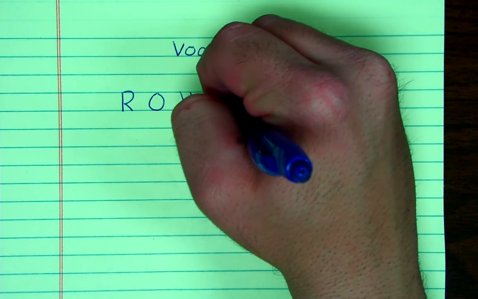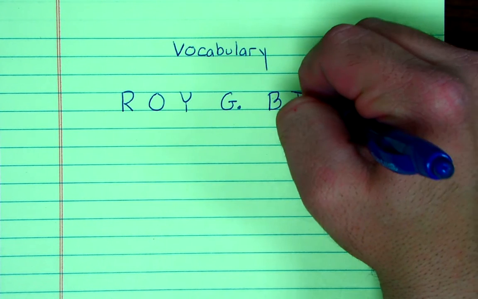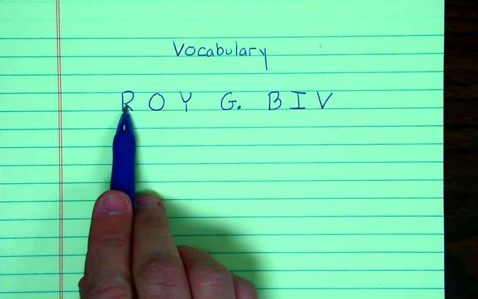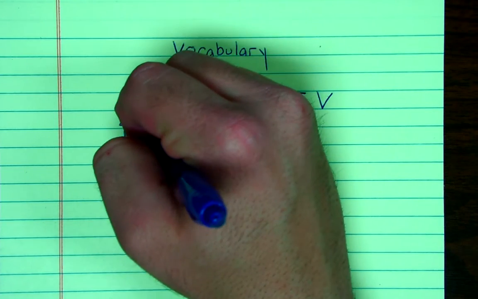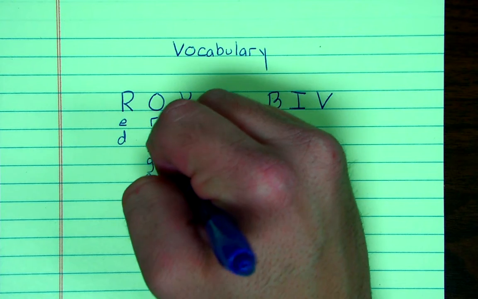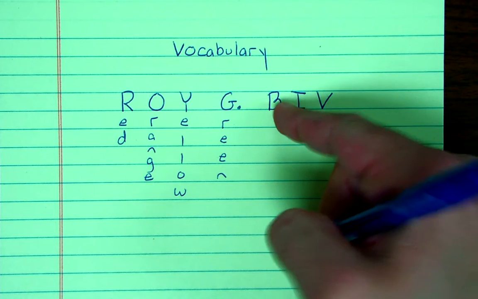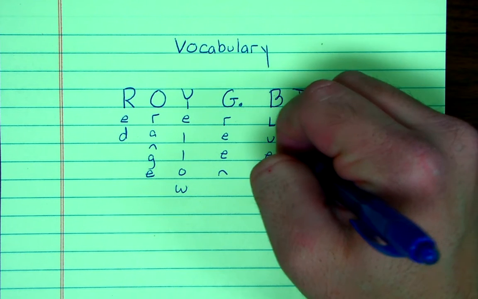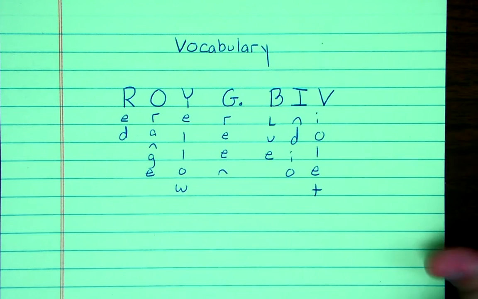The way I remember the colors of the rainbow, I was taught the name Roy G. Biv. And that's always stuck with me. The R stands for your red. The O is for your orange. The Y is your yellow. The G is your green. The B is your blue. The I is your indigo. And the V is your violet. There's your colors of the rainbow.